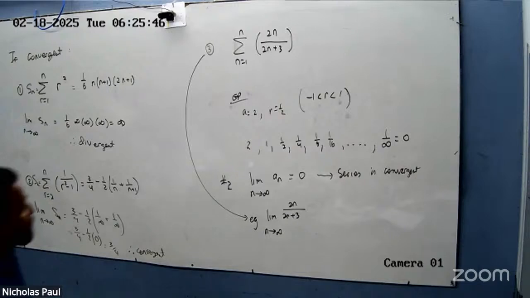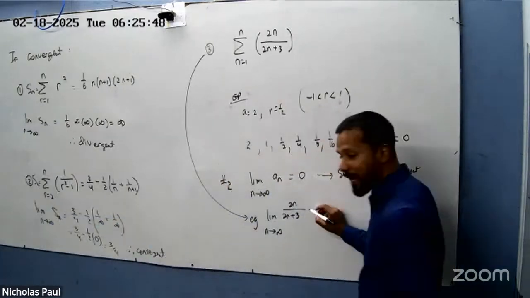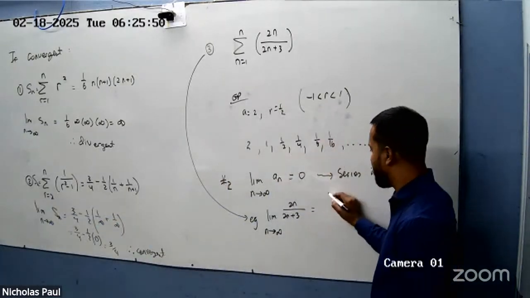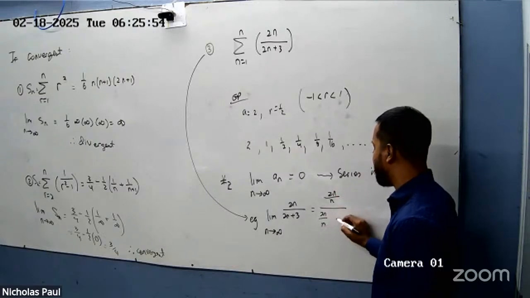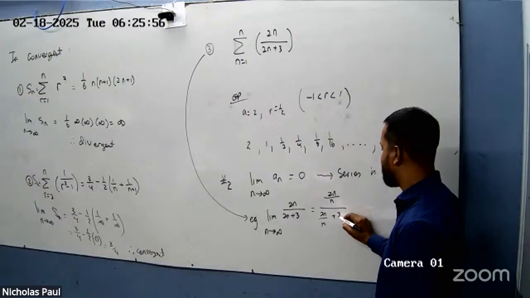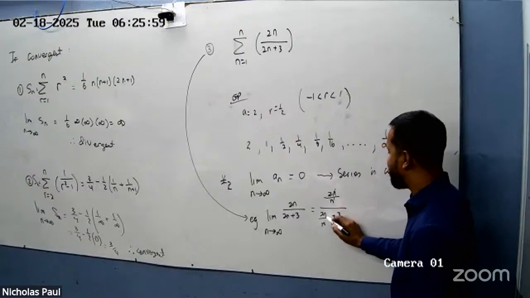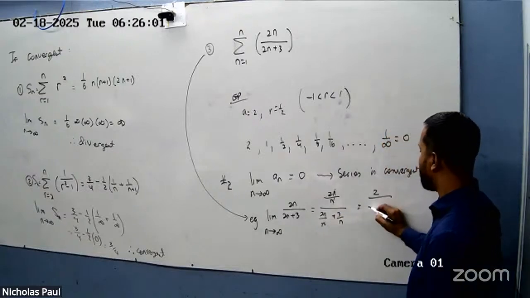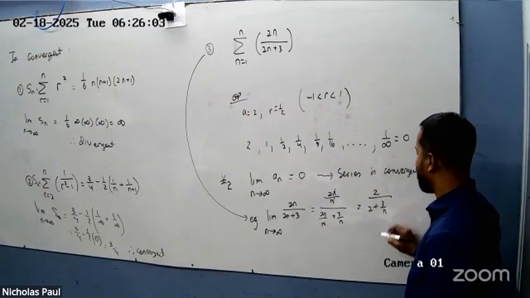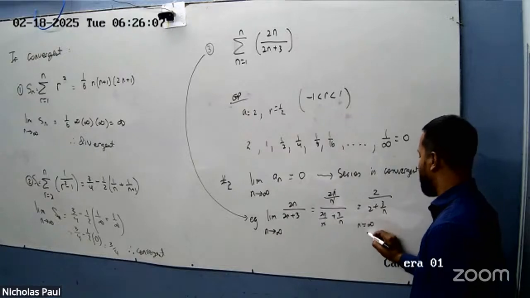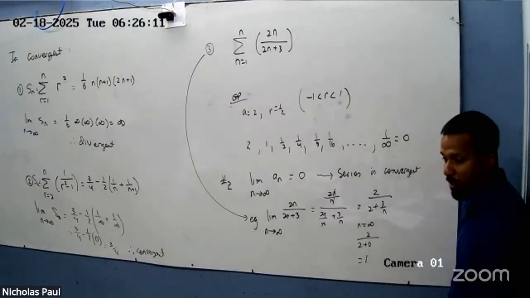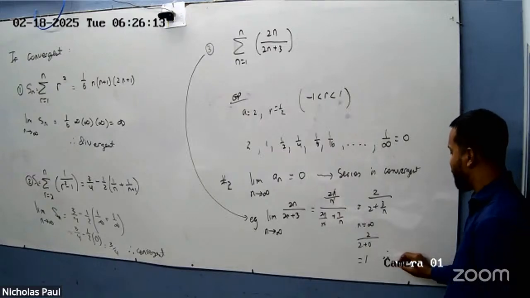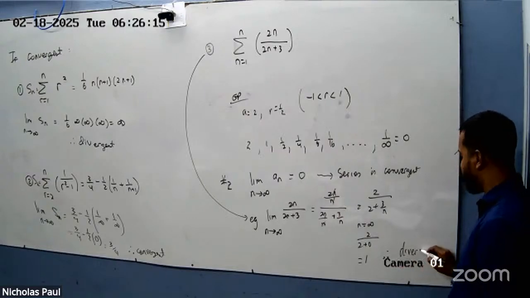Paulia, please write the last line. So what does that mean? So 2n over n, all over 2n over n plus 3 over n. The n's cancel here, so you'll get 2 over 2 plus 3 over n. When you plug in n as infinity, you'll get 2 over 2 plus 0, so you'll get 1. What does that mean? Therefore it is divergent.